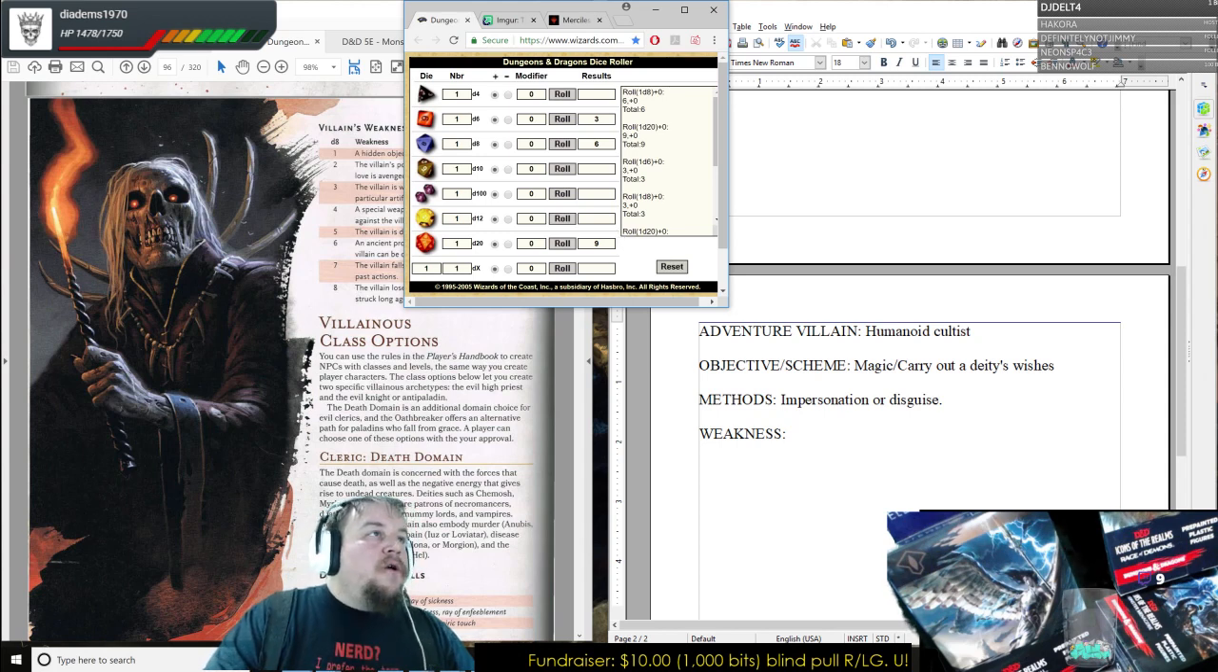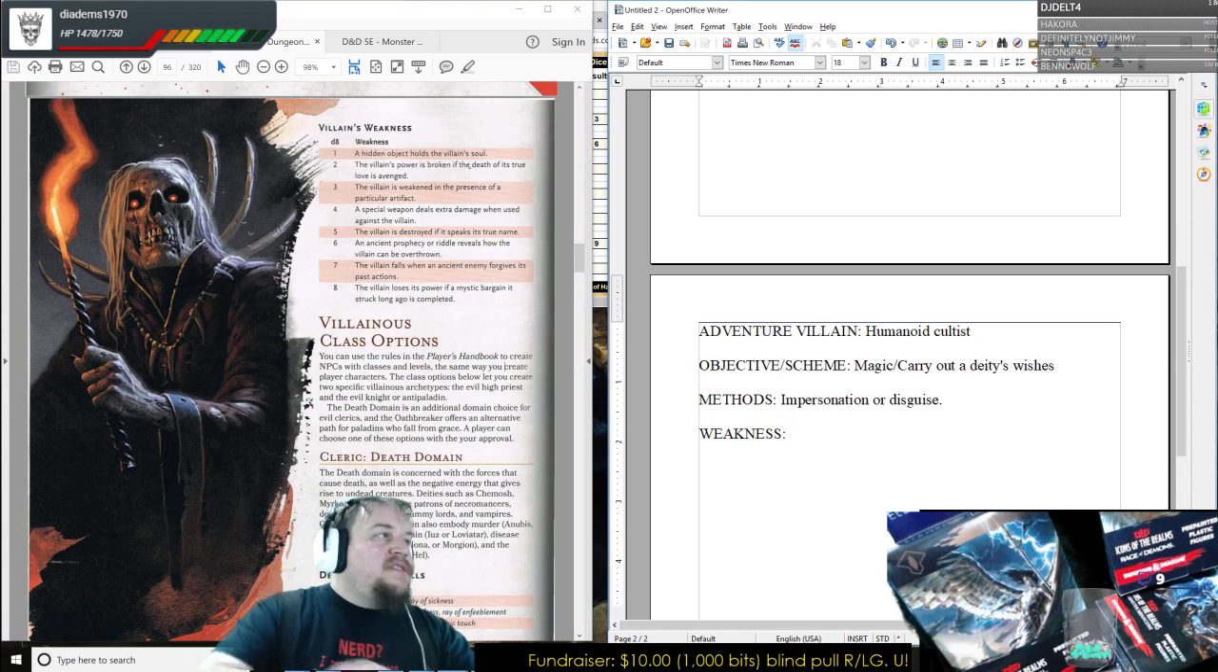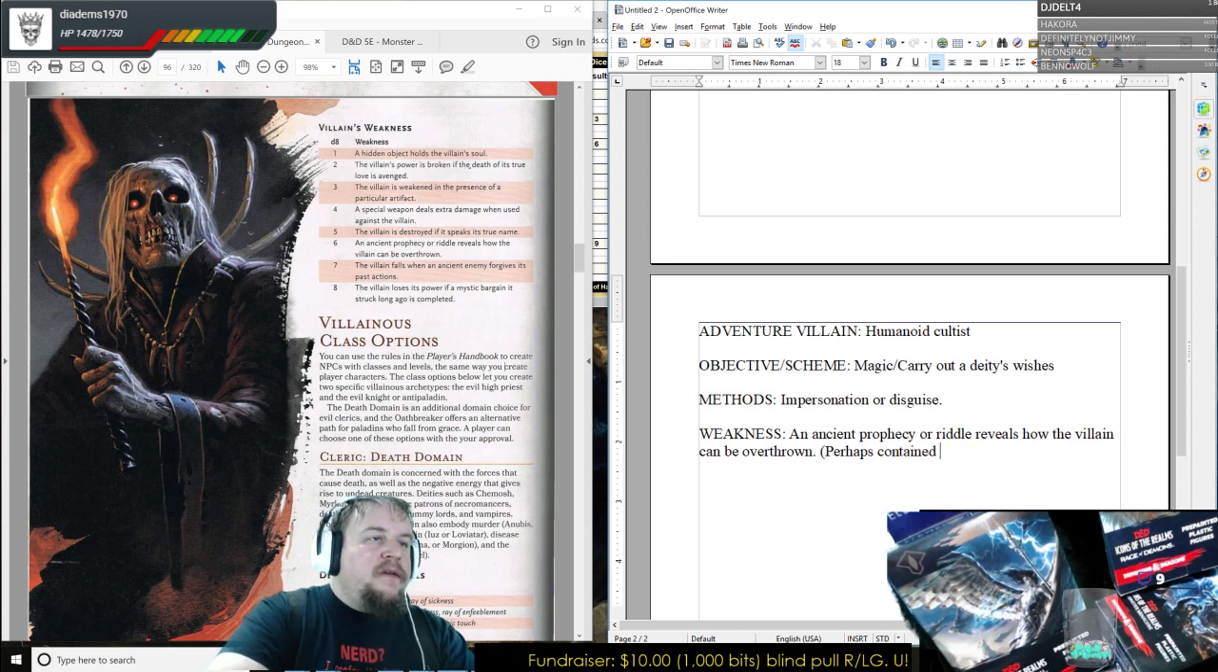Okay, so the D8 roll was 6, making this an ancient prophecy or riddle. Reveals how the villain can be overthrown. Perhaps contained by the mentor's bauble. There we go.